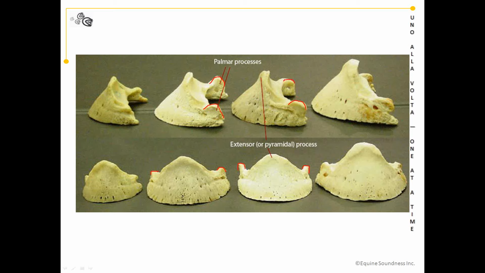Again, side bone is the calcification of the lateral cartilage. Just so you know what you're looking at. This here looks to be an undeveloped coffin bone where the palmar processes are still very short. We get to this in a moment.